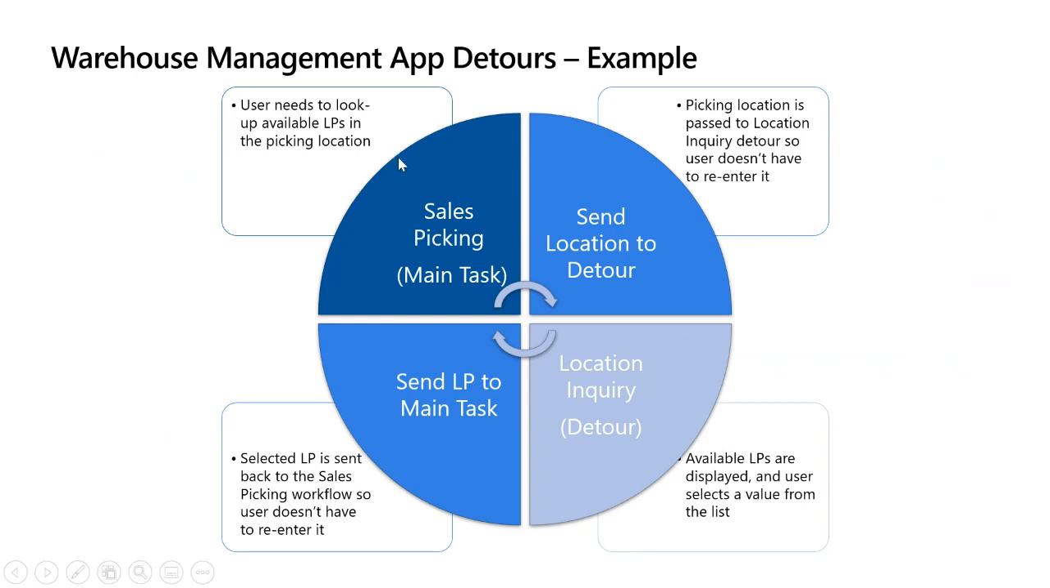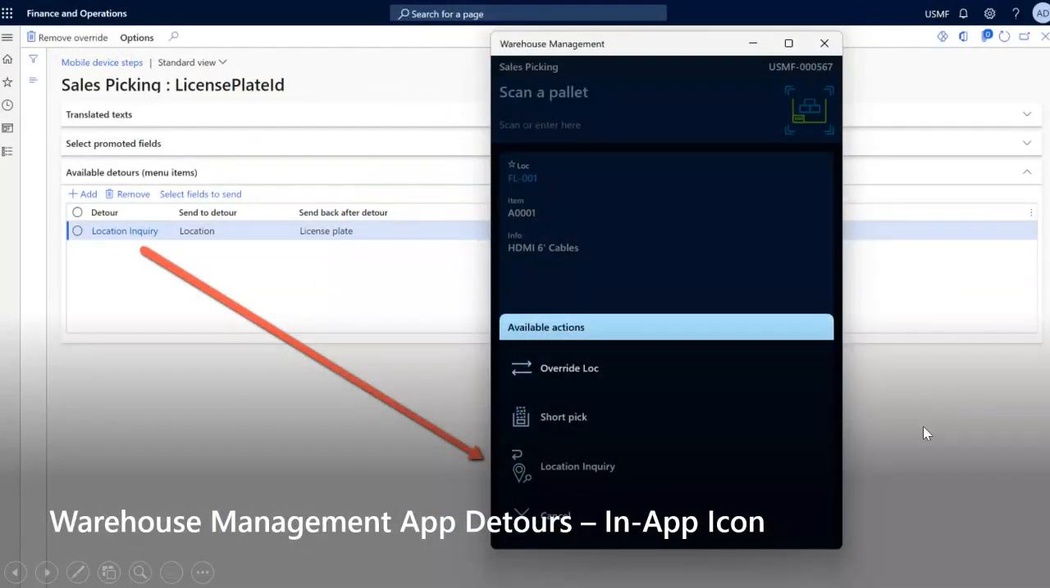And then I can just go ahead and complete my sales picking task with that license plate that I have now looked up from location. So here's what it looks like in a static view.